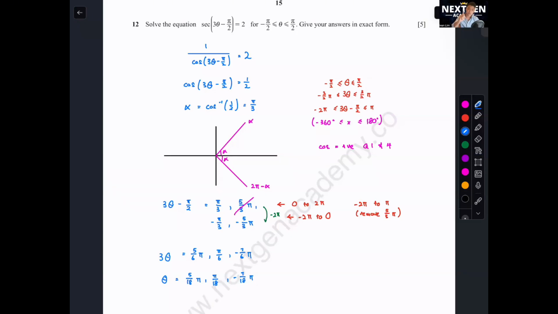100%, this one question will come out. Solving of trigo, confirm got one. All right, so this is the end for May-June 2024 paper 1-3, and I'll send this to y'all. We still got one more paper for this series here.